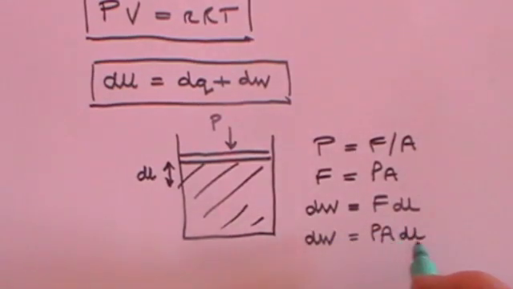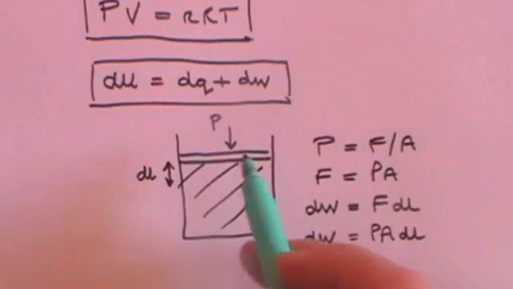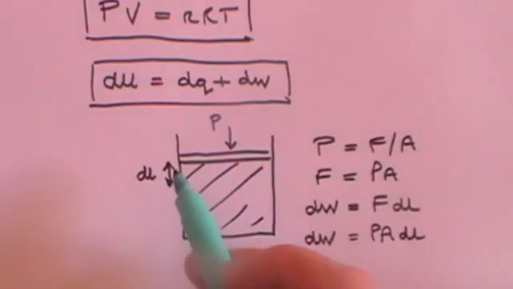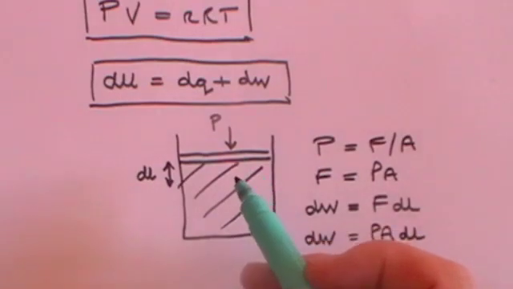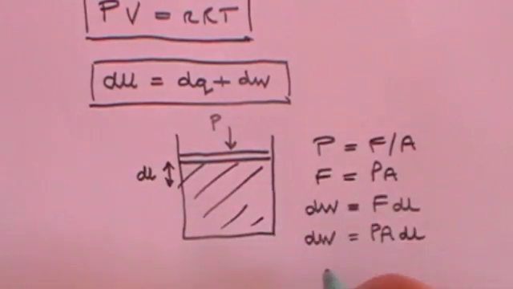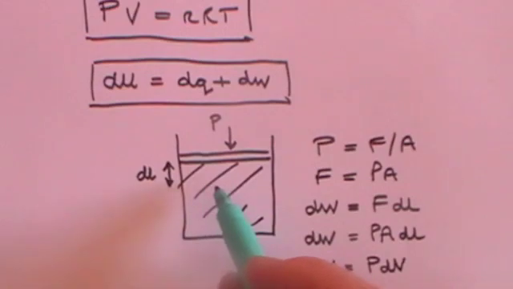But what is A times dl? What is the cross-sectional area times the distance? That's the volume by which you compress the gas. So that means that dW is equal to P times dV, where dV is the change in the volume of the gas.